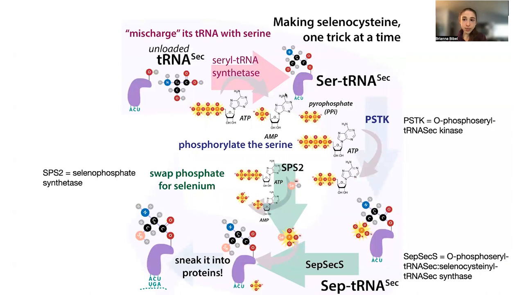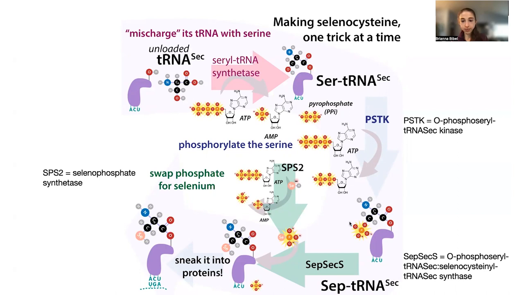We'll see that several times in the making of the selenocysteine and the loading of this tRNA. We loaded it with serine, and so now we have this serine-loaded tRNA sec. Now what we're going to do is phosphorylate it. Ultimately, what we want to do is swap off this oxygen for a selenium. So we want to take this hydroxyl group and make it a selenyl group. In order to do so, we need to activate this, make it more reactive, and we can make it more reactive by phosphorylating it.